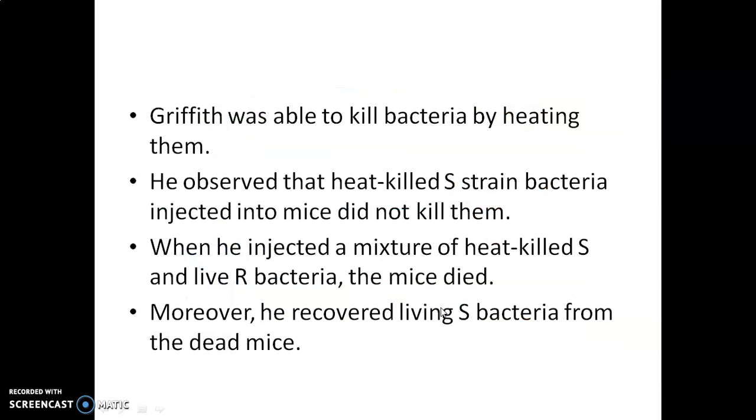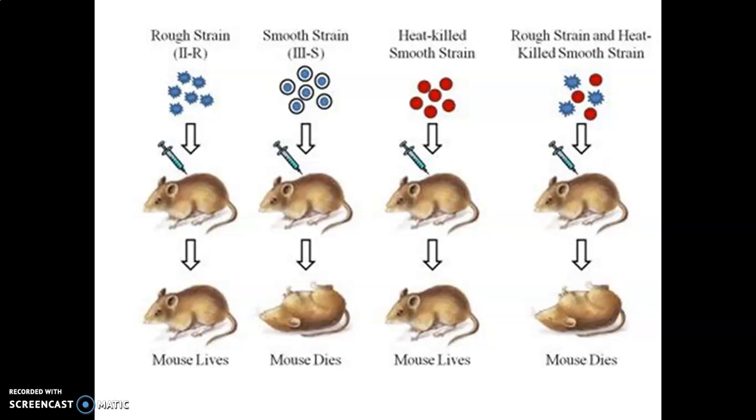Clear? And what was his experiment? Griffith was able to kill bacteria by heating them. So he observed that heat-killed S strain bacteria injected into mice did not kill them. When he injected a mixture of heat-killed S and live R, of course, the mice died. Moreover, he recovered living S bacteria from the dead mice.